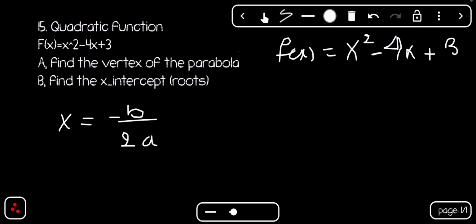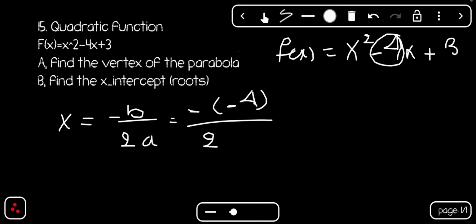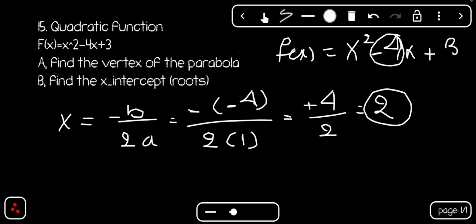So you know that the coefficient of x squared is a, and the coefficient of x is minus 4. So we have minus b, b is minus 4, and then divided by 2 times the coefficient of x squared, which is 1. And then we have plus 4 divided by 2, which is equal to 2. And now you have to put this one. Okay, let me just in here type x is equal to 2.